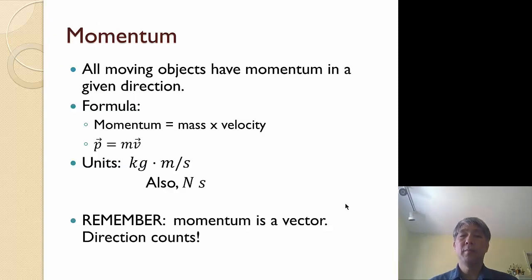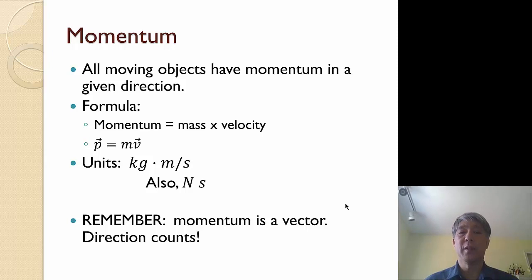So first off, momentum is basically a property of any moving object. The formula for it is the mass of the object times the velocity of the object. We use the letter P to signify momentum. Don't ask me why, we just do. So P is just going to be mass times velocity.